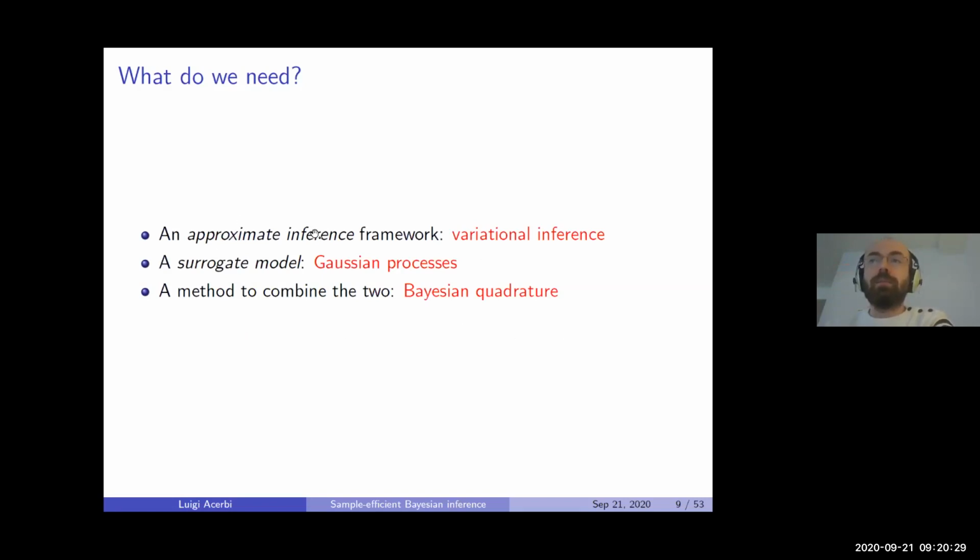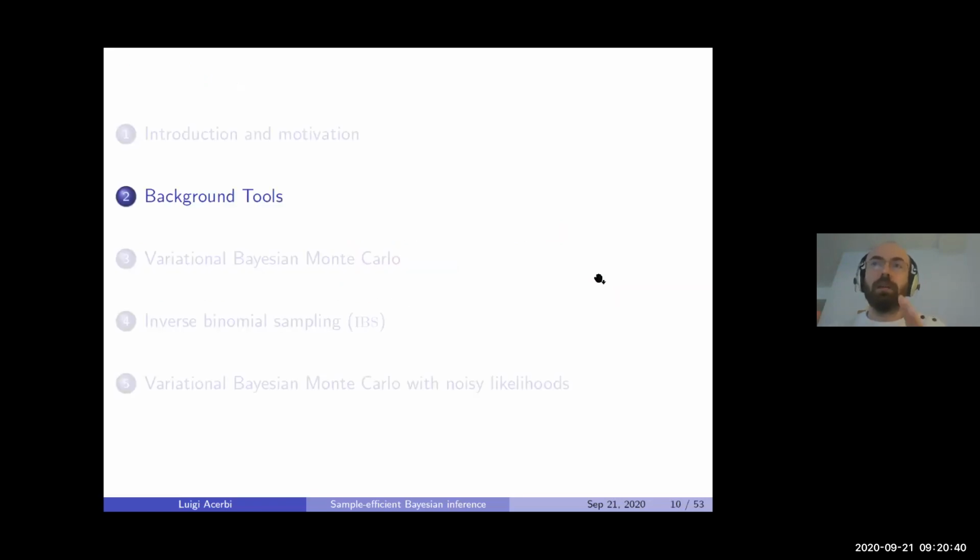to somehow combine the two in a contiguous and synergistic way. And so as a method for approximate inference, we're going to use variational inference. As a surrogate model, you might have heard of them, Gaussian processes, and as a method to combine the two, Bayesian quadrature. And I'm going to explain very briefly now, in a sketchy way, the background tools that we're going to use.